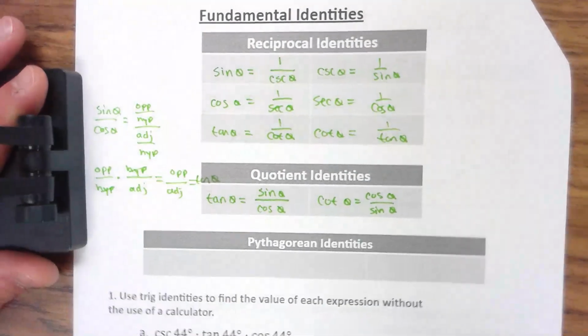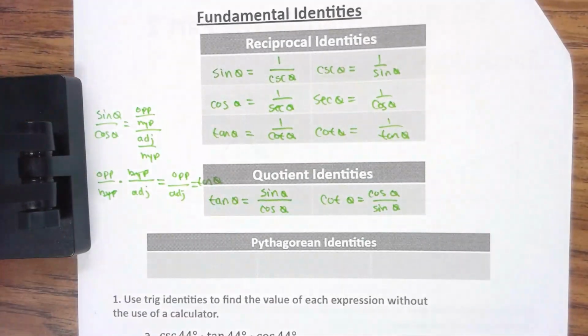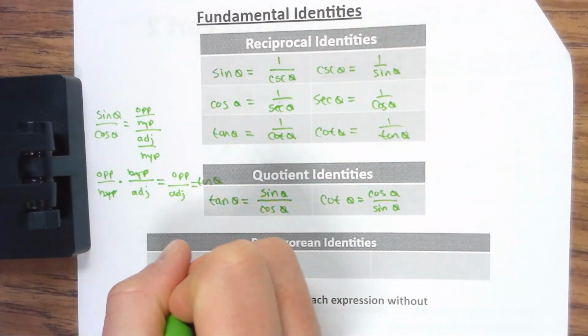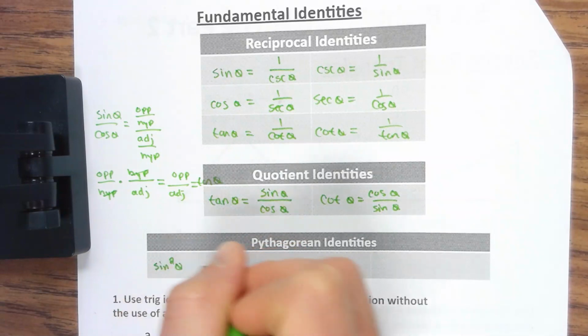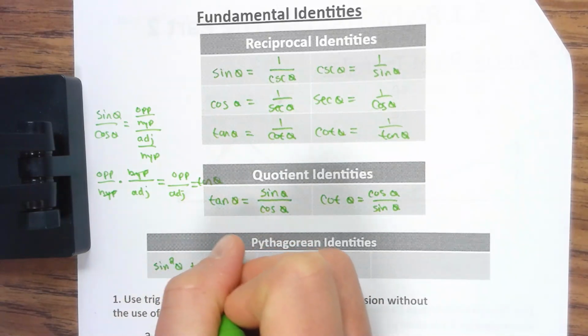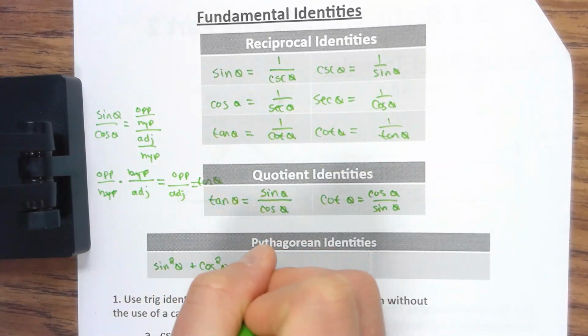Okay, and then the last identities that we're going to work with today are called the Pythagorean identities. These are basically derived from the Pythagorean theorem, hence the name Pythagorean identities. And so one of the most used Pythagorean identities is that sine squared of an angle plus cosine squared of that same angle is equal to 1.